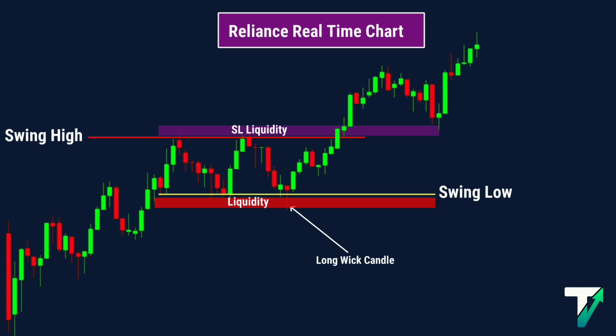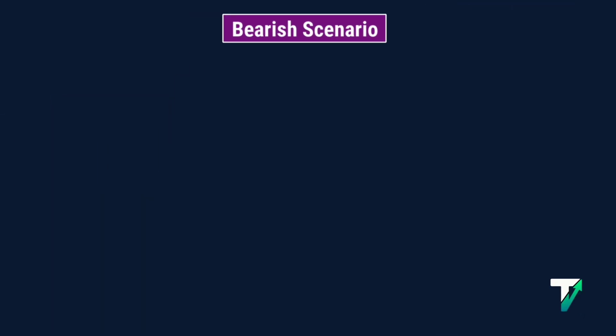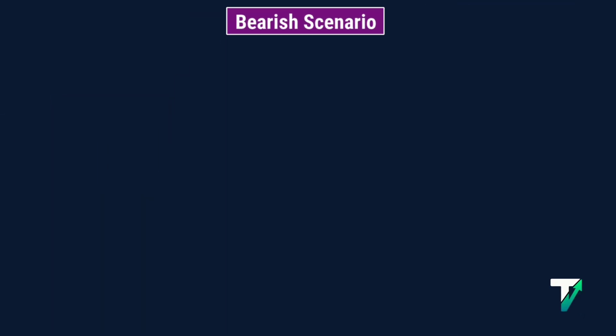So, how do you avoid getting trapped here? Simple. If you're in a bullish trend and you see a strong rejection candle near the swing low, that's often your entry signal. You can go long with a tight stop just below the wick and aim for the recent swing high. Small risk, solid reward. Textbook setup. Now let's flip the script and look at how liquidity sweeps work in a bearish trend.